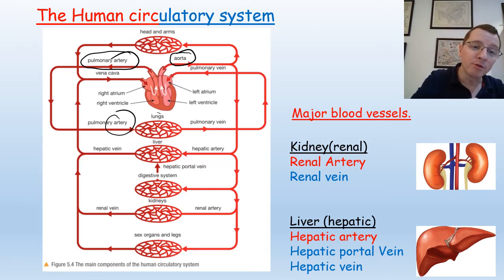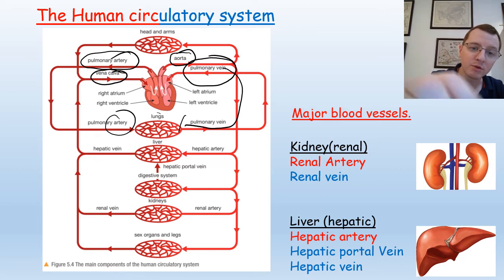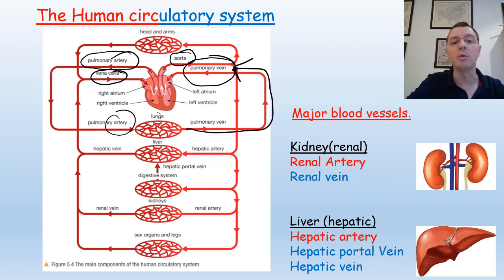We also have the vena cava carrying deoxygenated blood into the heart. It is a vein, the largest vein in your body, and we have the pulmonary vein here taking blood from the lungs, and the pulmonary vein is the only vein which carries oxygenated blood. All other veins carry deoxygenated blood.